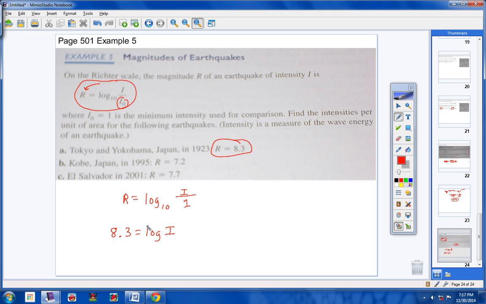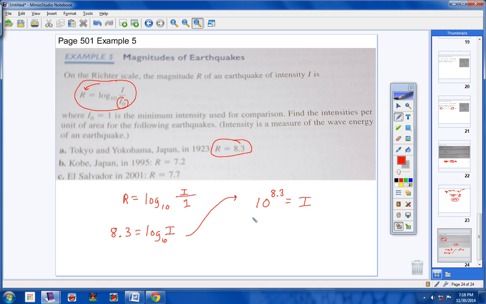We're solving a simple logarithmic equation. Guys, what is your base right here? Remember how you can write logarithmic equations exponentially? So write this exponentially. It would be 10 to the 8.3 power equals I. And that's it. So with a calculator, go ahead and type in 10 to the 8.3, and you will get 199,526,231.